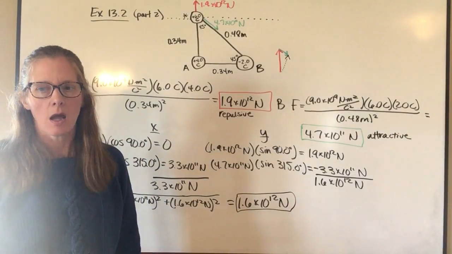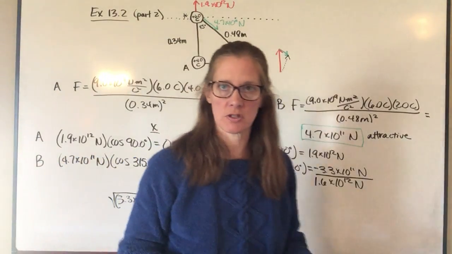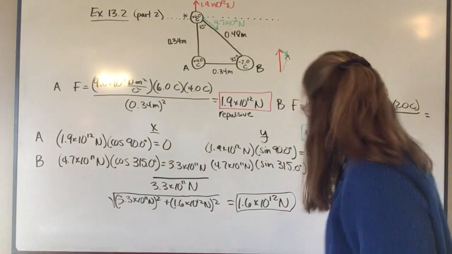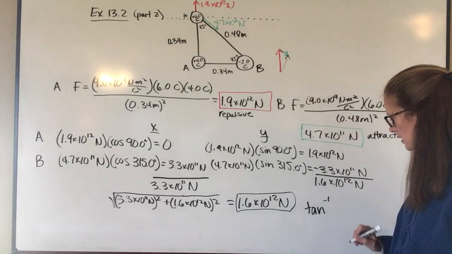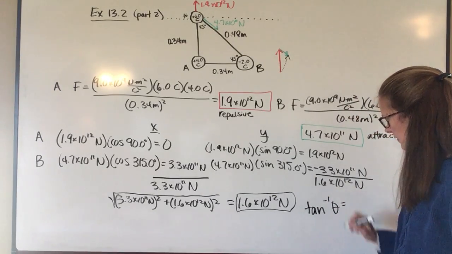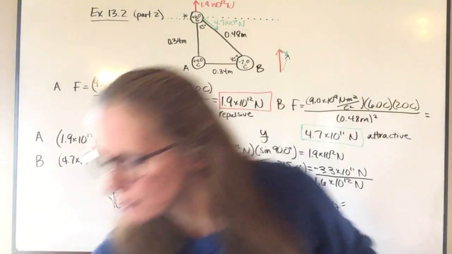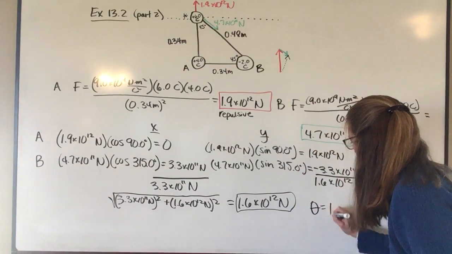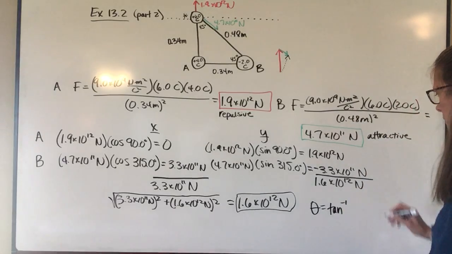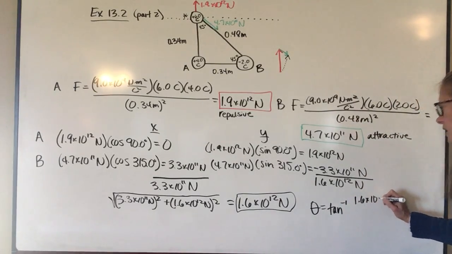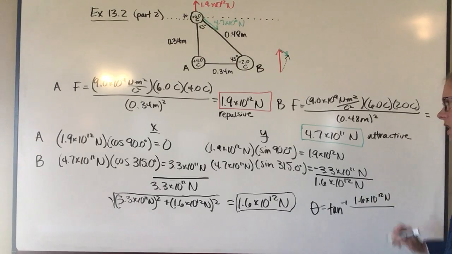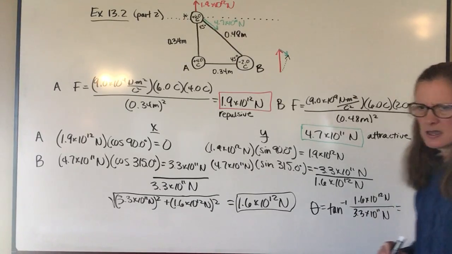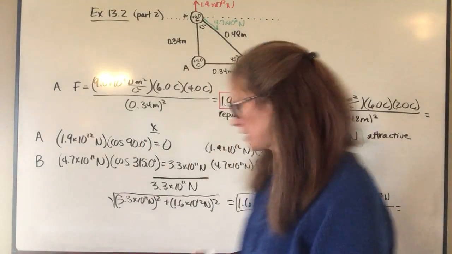Now, what angle is it at? Well, again, in order to find that angle, I've got to use an inverse tangent. Actually, I didn't really write that correctly. Let's try that again. So theta is going to be equal to tangent to the -1 of the y component, which is 1.6 times 10 to the 12th newtons, over the x component, 3.3 times 10 to the 11th newtons, and the tangent on that ends up being 78 degrees.